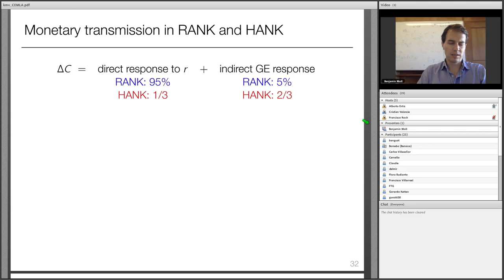I think I'm just on time, so let me conclude. The key thing here is that the monetary transmission in RANK is very different from HANK. In particular, we have these direct and indirect effects, and the indirect effects are much more important in HANK than in RANK. Another way of saying this, coming back to the introduction, is that our HANK model has a large multiplier. It kind of revives the old Keynesian cross, which you may know from your undergrad, and it's all about these indirect multiplier type effects.